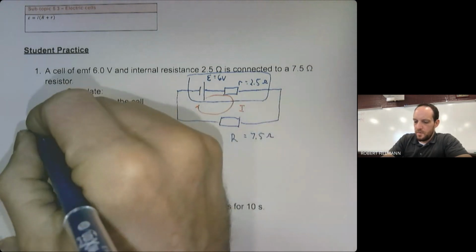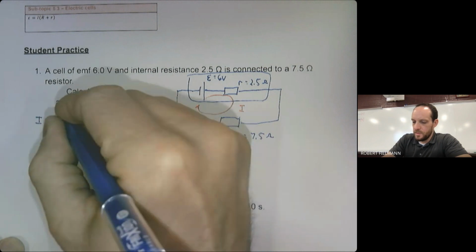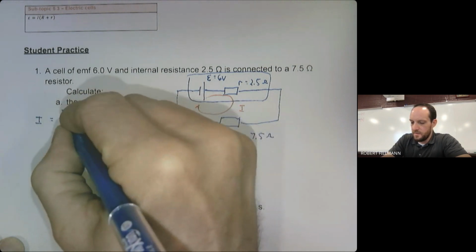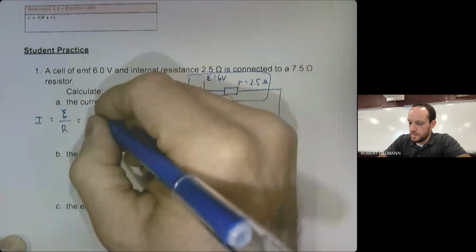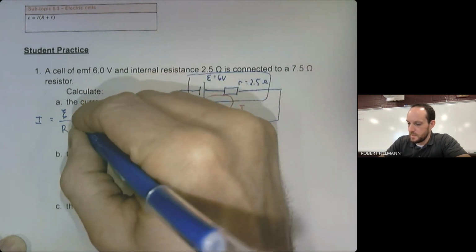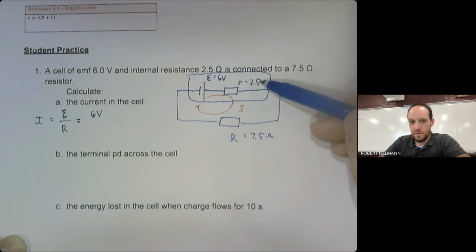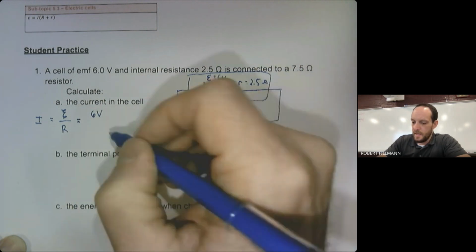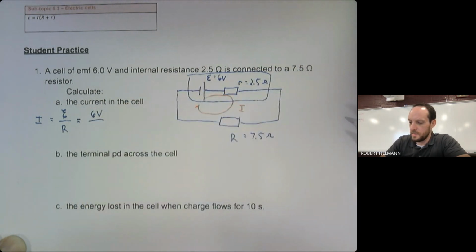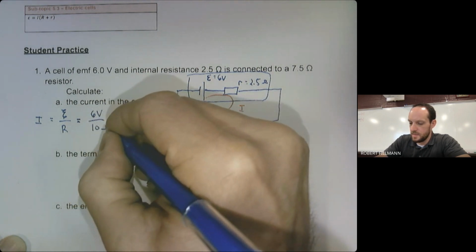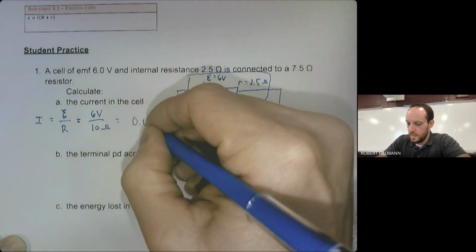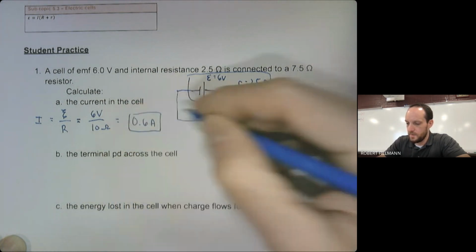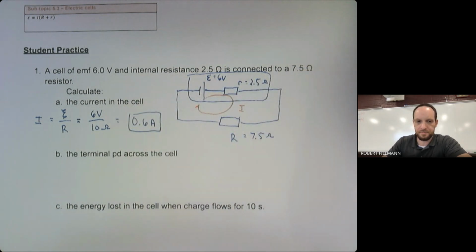So in general, current is whatever voltage I have available. In this case, the EMF divided by resistance. So I equals V over R. So the question is, I've got 6 volts available. How much resistance does that 6 volts see? And it sees the 2.5 ohms, and it also sees the 7.5. So it's the combined resistance of everything that it sees. 2.5 and 7.5 add up to 10. So it sees 10 total ohms of resistance. So the current that's flowing is 0.6 amperes. And that flows through everything. It flows through the cell. It also flows through the load.